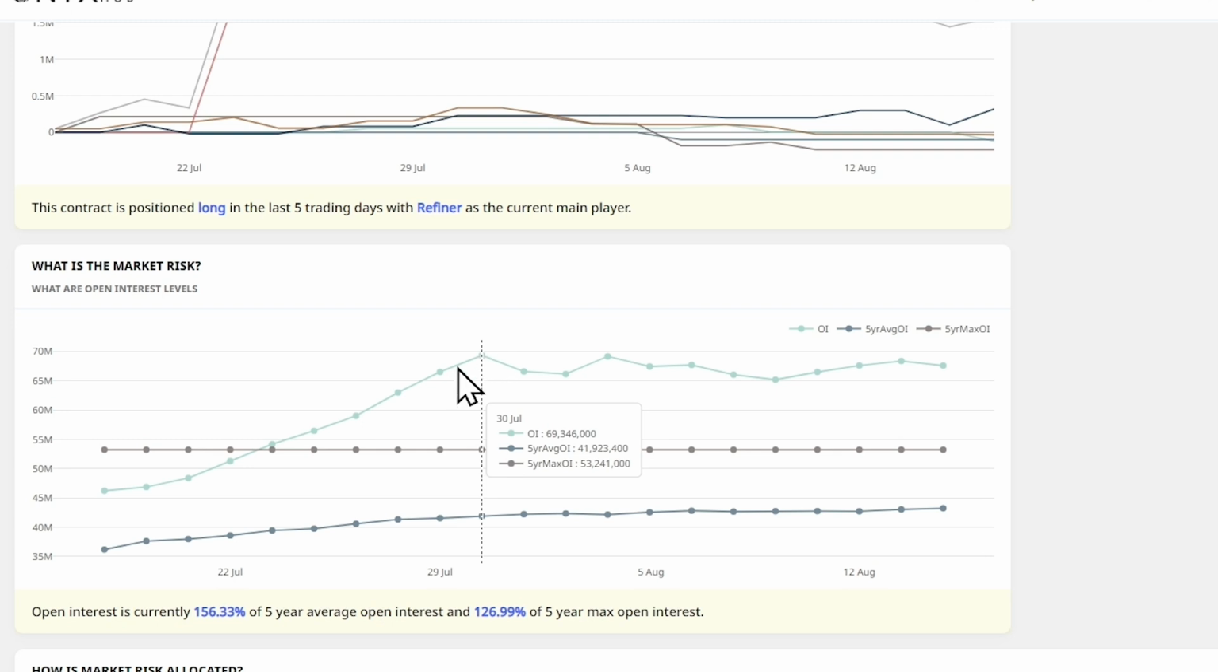What is interesting about this is that even though there is about 1.5 months to expiration, we can see that the current open interest is well above the 5-year maximum, which indicates an overextension of the market risk, leaving a very limited room for the market to add extra risk into their positions. So we're actually prematurely at the end of our risk capacity cycle.